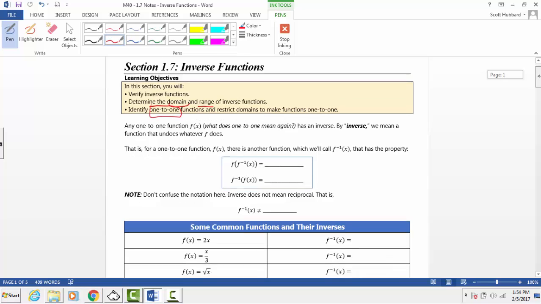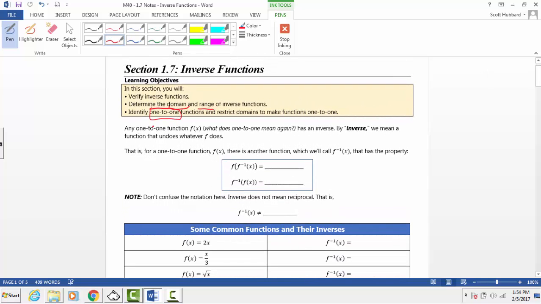And we talked a little bit about that last time. Remember, one-to-one means that it passes the horizontal line test. And domain and range we're going to bring up again. So if you're a little rusty on that, make sure you go back and refresh yourself on that first, okay? Okay, so let's talk about what an inverse function means.